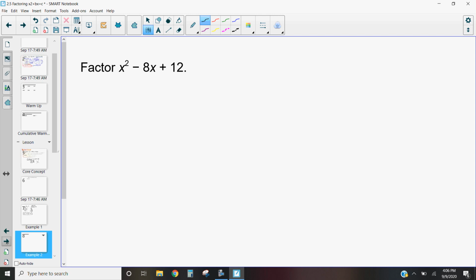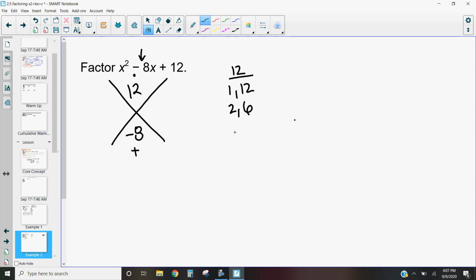So let's try this next example. Now notice how this one has a negative here. It's going to be a little bit different. So remember, here's my x. I'm going to multiply two numbers to get 12, add two numbers to get negative 8. Well, what are my factors of 12? I've got 1 and 12. I've got 2 and 6. I've got 3 and 4.